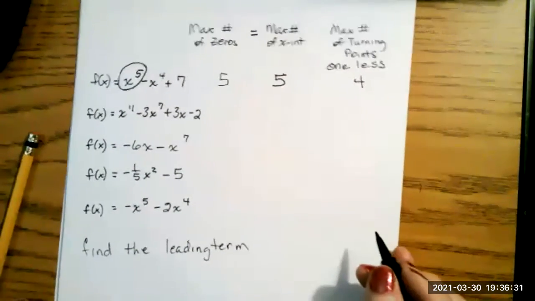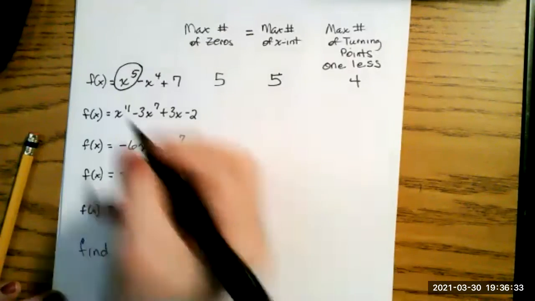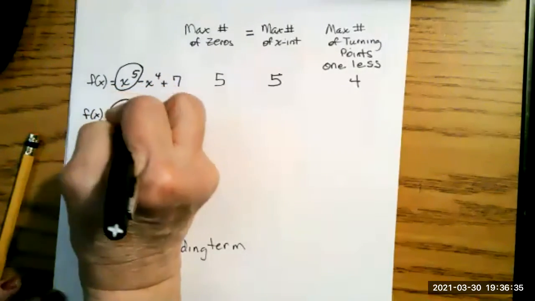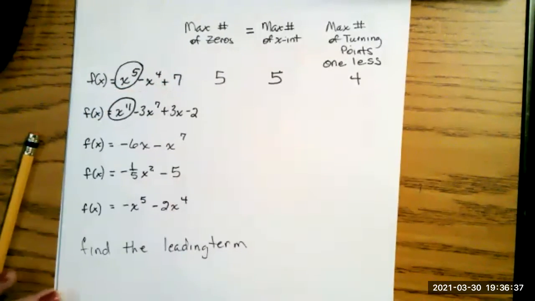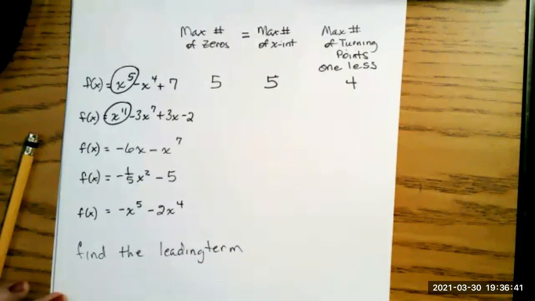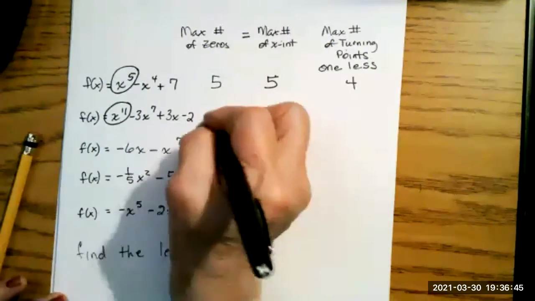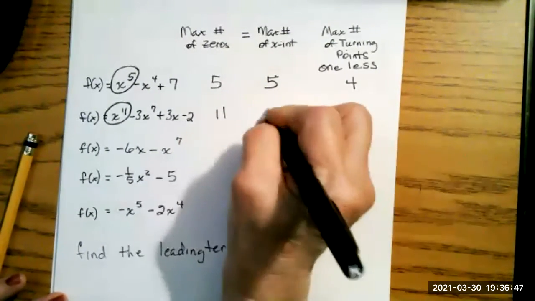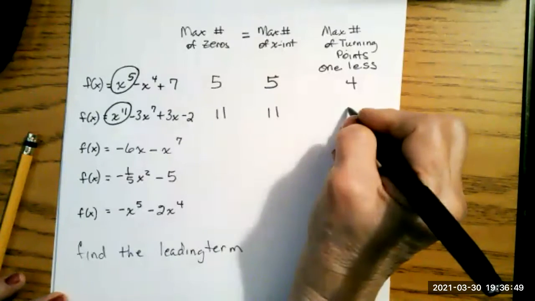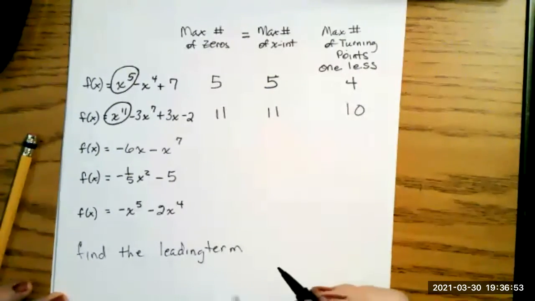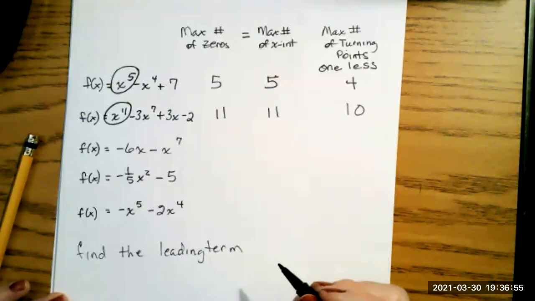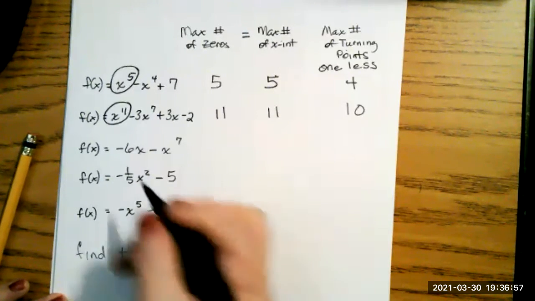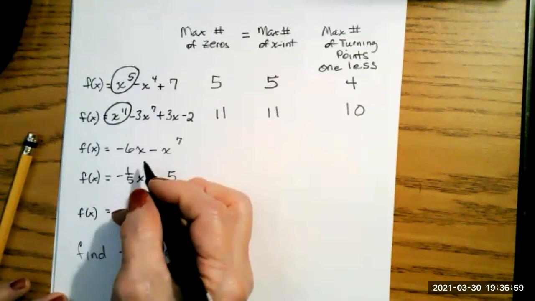Okay. In the second one, locate your leading term. Looks like it's x^11. What's the maximum number of zeros? 11. And the turning points? 10. Okay, let me pick somebody to do this one. Sequela, can you do this one? Are you listening? Are you with me?